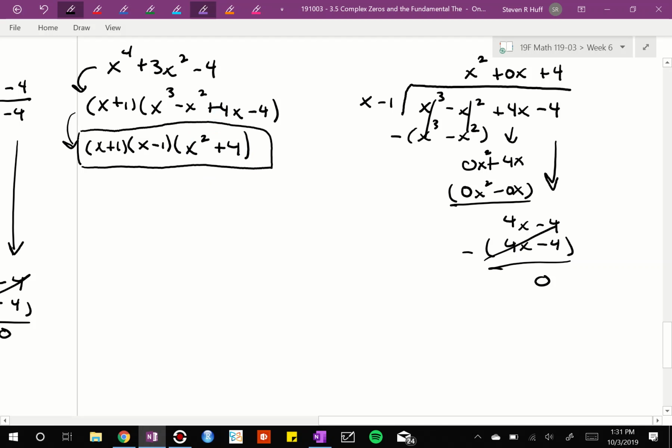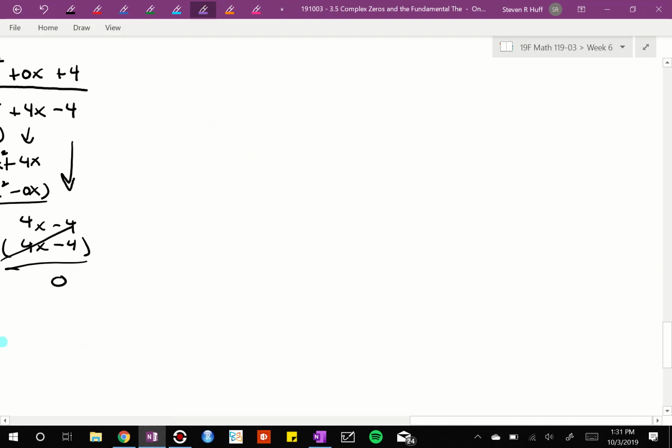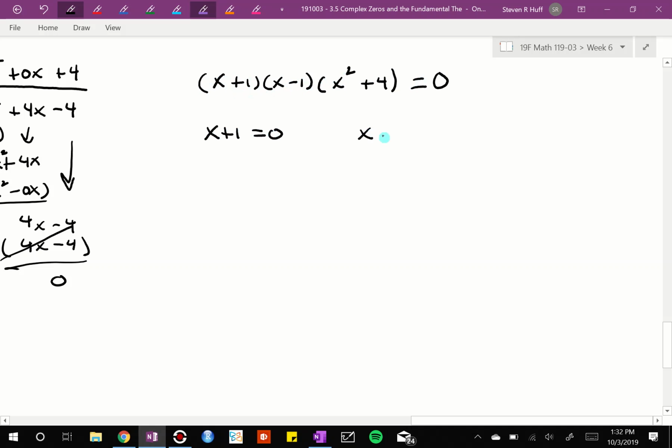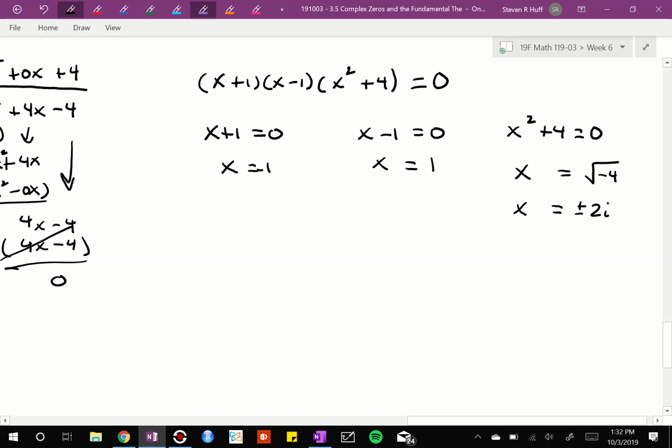And so to deal with this, we have x plus 1, x minus 1, and x squared plus 4. And we want to set those all equal to 0. We're going to find all of the roots now. So x plus 1 is equal to 0, x minus 1 is equal to 0, and x squared plus 4 is equal to 0. So we have x equals negative 1, x equals positive 1, and x equals the square root of negative 4, or x is equal to plus or minus 2i.